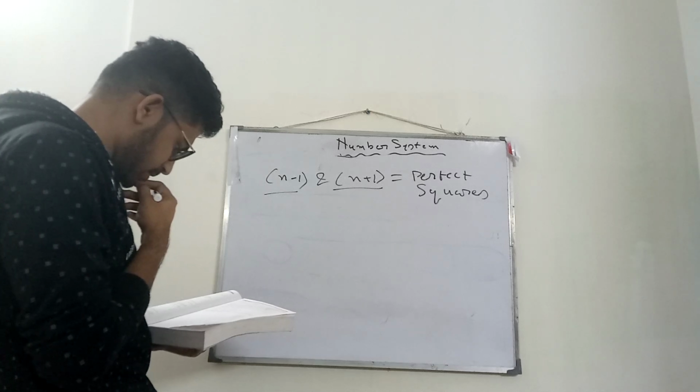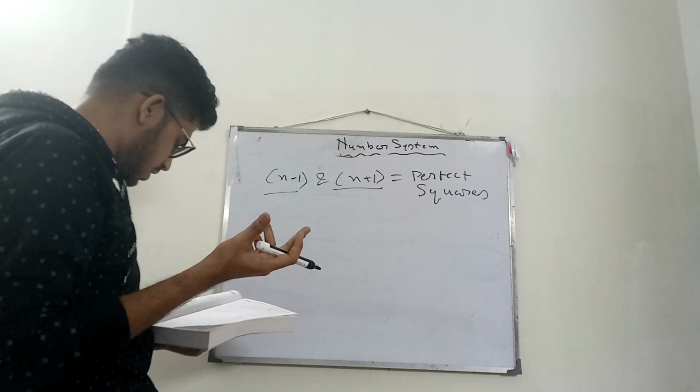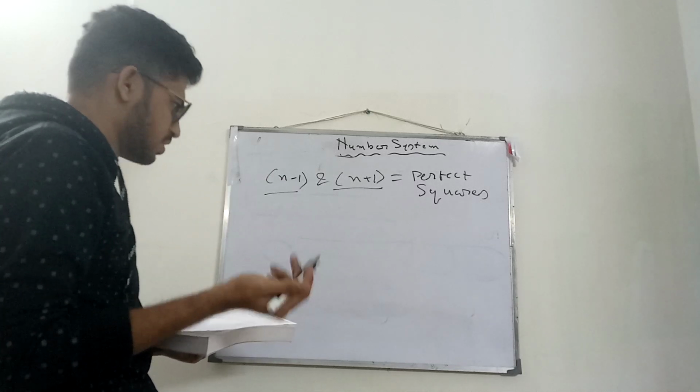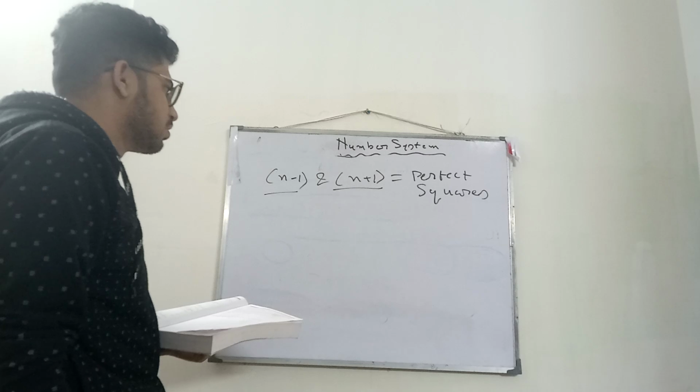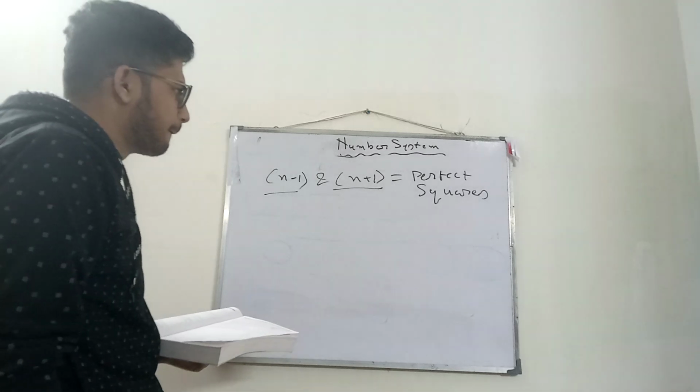If their difference is not 3, then there is no positive integer n such that root n minus 1 plus root n plus 1 is rational. Why? No, tell me why.